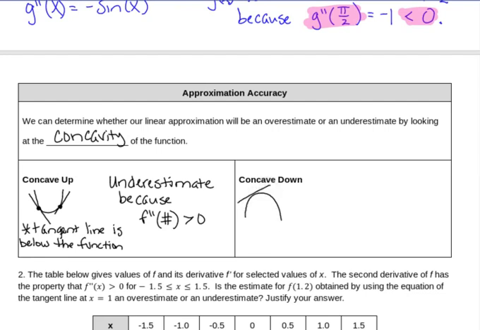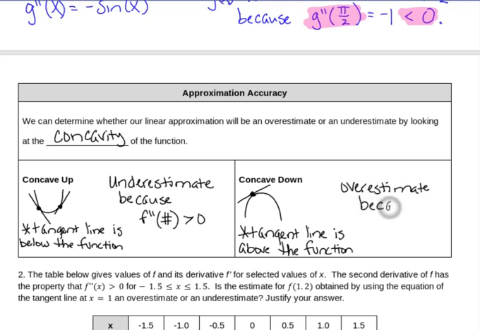If you draw a tangent line on a function that's concave down, that tangent line is going to be above the function. So the tangent line is above the function. Well, if we're above our function value, then it means we're going to have an overestimate. And this is going to be an overestimate because the second derivative, evaluated at whatever number we're evaluating it at, is less than 0.